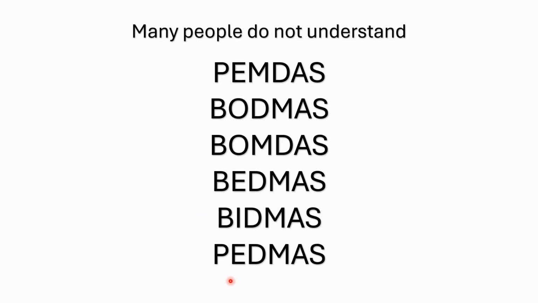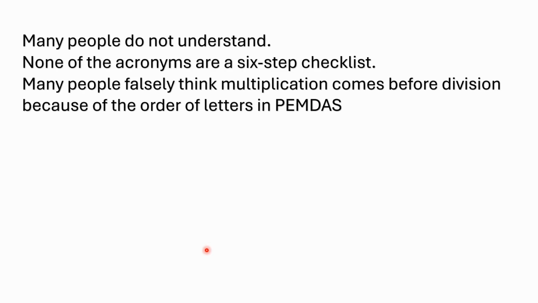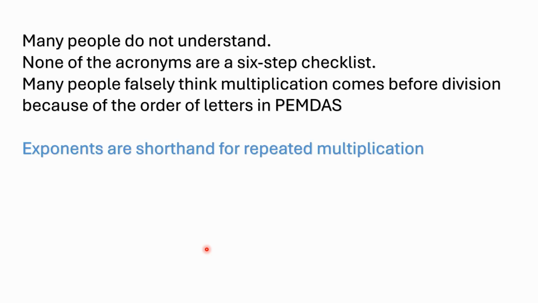Now, as I kind of hinted at before, a lot of people do not understand PEMDAS, BODMAS, any of these acronyms. A lot of people just don't understand them. None of these acronyms are a 6-step checklist. Many people falsely think that multiplication comes before division just because of the order of letters that are in PEMDAS. Remember, exponents are just shorthand for repeated multiplication.